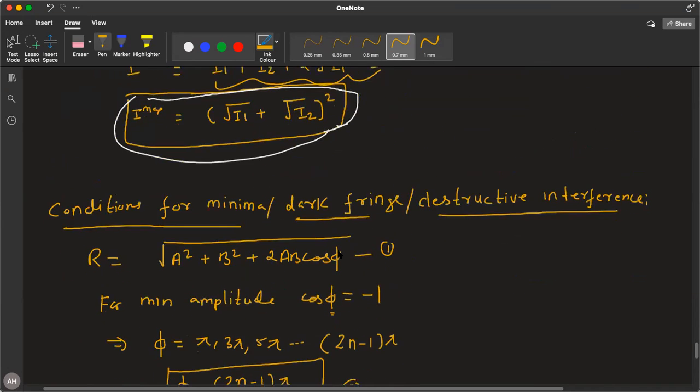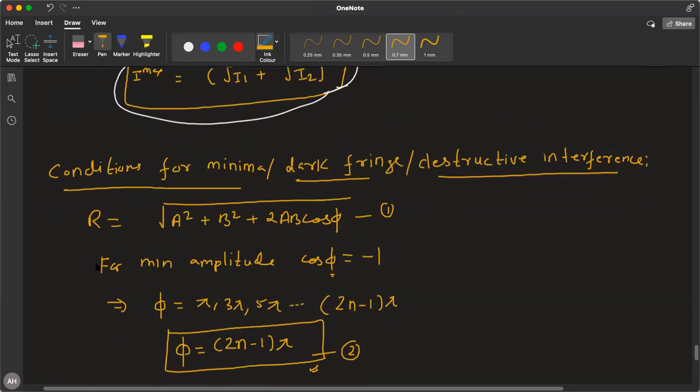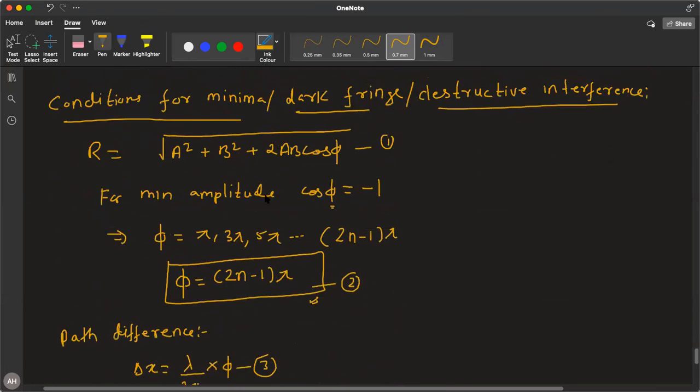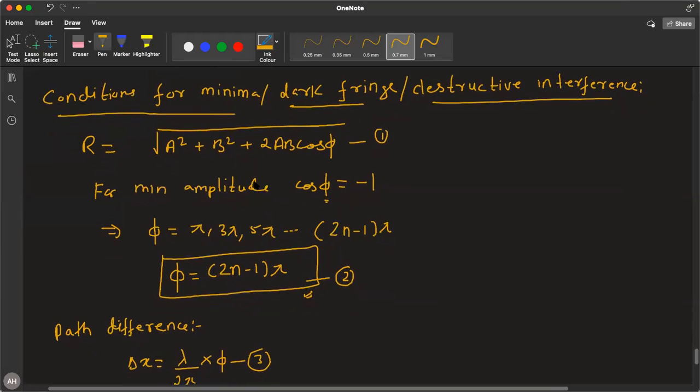The next thing is, I need the value of R. Just note it down, then we will calculate the value of R, the minimum amplitude. Tell me once you have written.